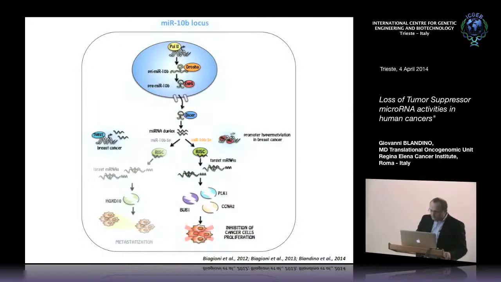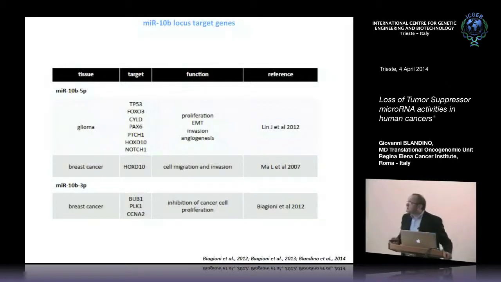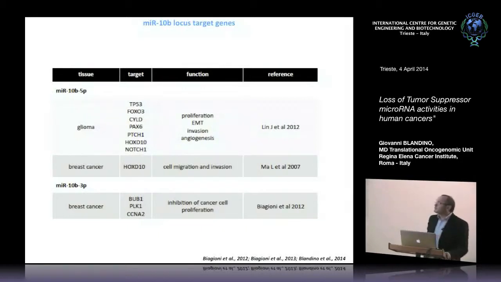These are some of the targets that have been shown for the 5P. Again, I say for this microRNA that has been shown to have a critical role in breast cancer metastatization. And these were the three targets that Francesca identified, and you see they are very well-known proteins that are involved in cell proliferation. And the aberrant expression of these proteins, due in part to the downregulation of this microRNA, plays a role.